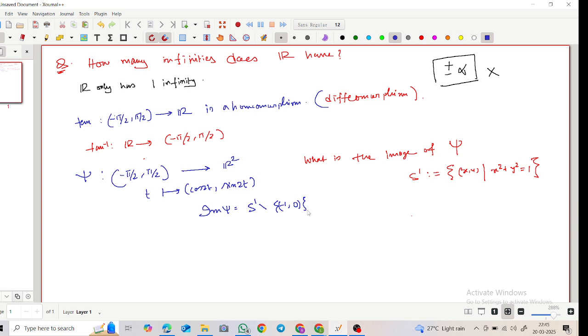You want to prove it. So pick up a point from here and get a pre-image here. Only minus 1 comma 0 won't have a pre-image.